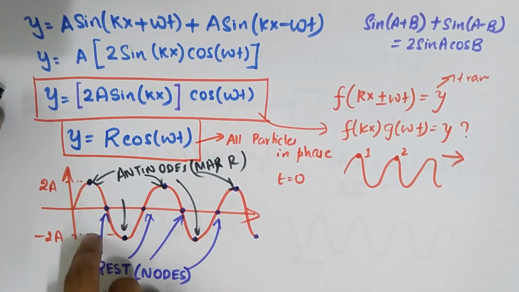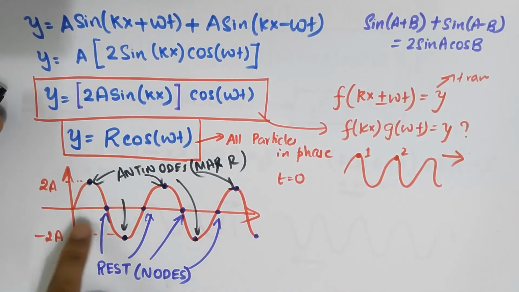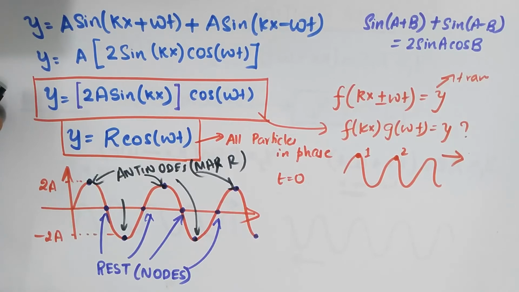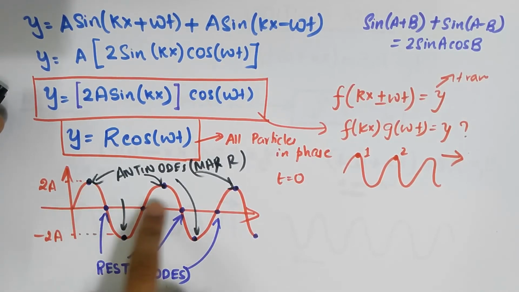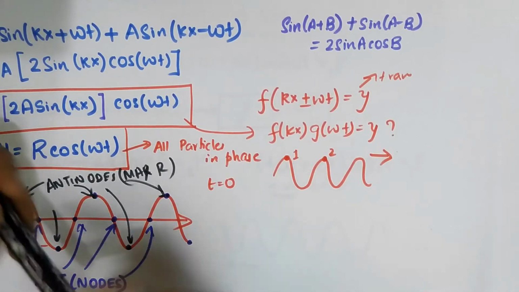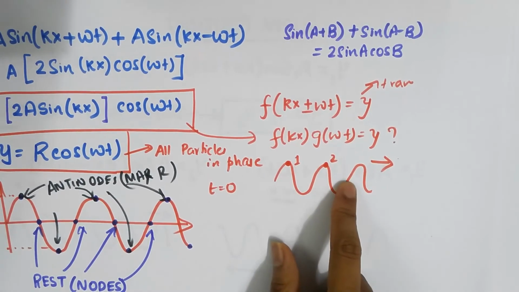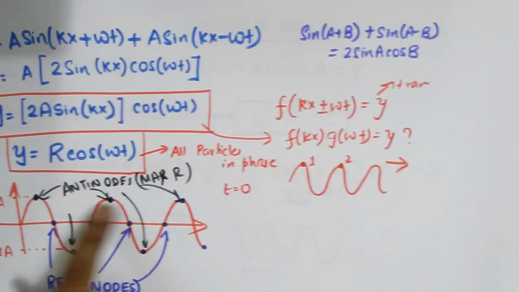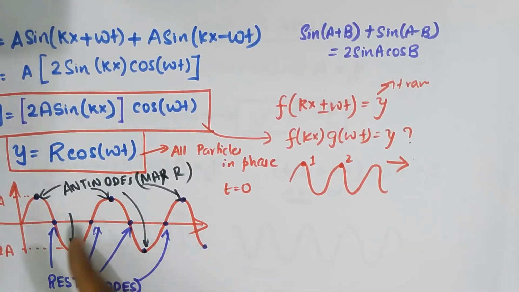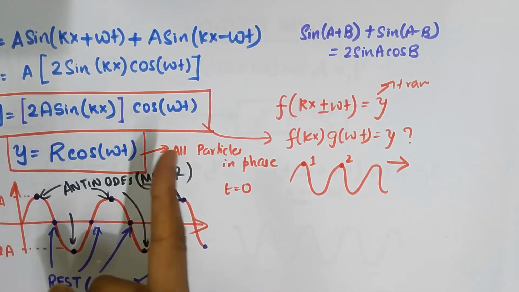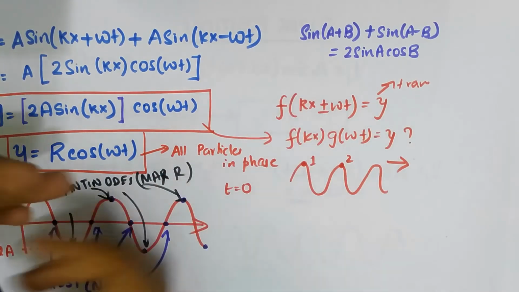This guy has an amplitude of 2a. These guys have amplitude 0. And all the other particles have intermediate amplitude in between. So the difference between a traveling wave, which is this form, and this wave is that in this wave, every single particle is in phase with each other, and all particles don't have the same amplitude.